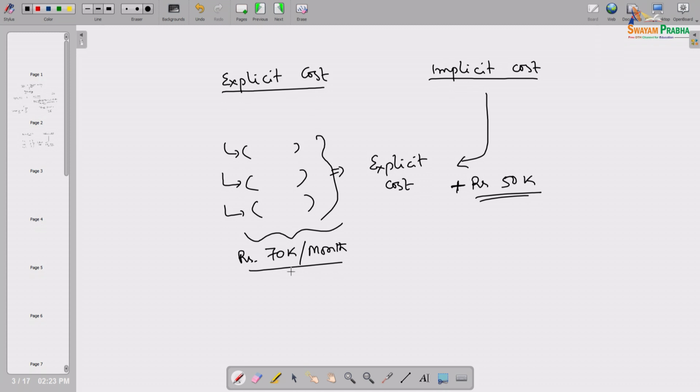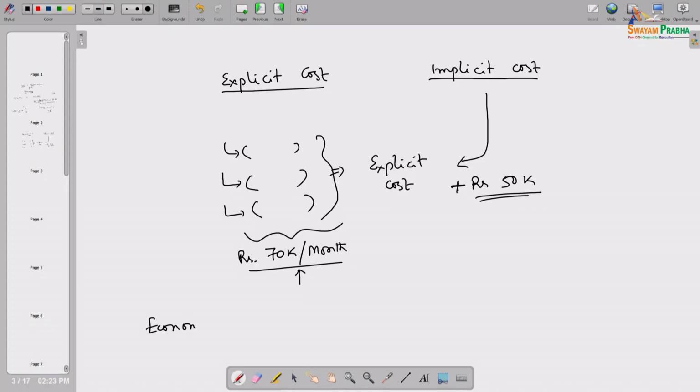So, this is called explicit cost, because for those factors you are paying. Although you are not paying anything to yourself, you could earn 50,000 rupees per month. So, your total cost, that is called economic cost, should be equal to the total cost of this business: rupees 70,000 plus rupees 50,000, together per month.